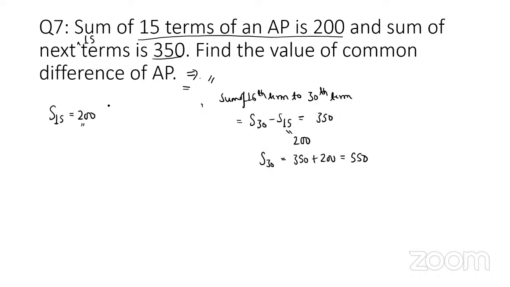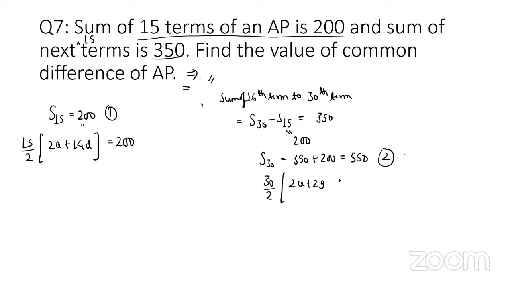So guys, you can say this is equation number 1 and this is equation number 2. Equation number 1 gives us 15 by 2 in bracket 2a plus 14d equals 200. I'm sure you all know the formula for the sum of the terms of an AP. The second equation is 30 by 2 in bracket 2a plus 29d, which should be equal to 550. You just have to solve these two equations. The question is only about the common difference, that means the value of d.